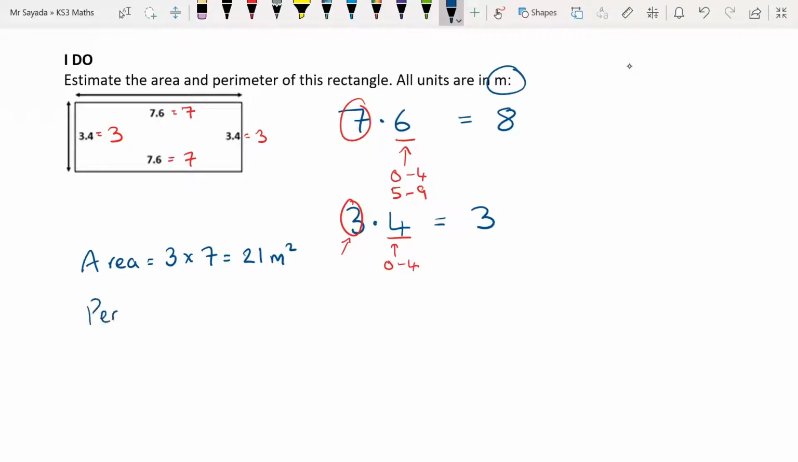And for the perimeter, you should have said perimeter is the distance around a 2D shape. So I do 7 plus 3, times 2. So I do 7 plus 3, whatever that is, and then I times that by 2. So that will be 10 times 2, which is 20 meters. So just to summarize what I did all together, I firstly rounded each number to the nearest integer. Then I used those rounded numbers to find the area and the perimeter of the rectangle in the normal way.